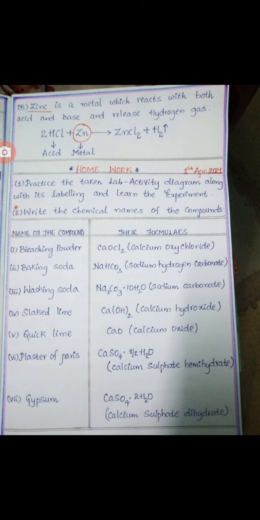So calcium sulfate hemihydrate. Now move on to seventh bit students, that is gypsum. The formula of gypsum is CaSO4 into 2 molecules of water. 2 is nothing but di in mathematics. So the chemical name of gypsum is given as calcium sulfate dihydrate.